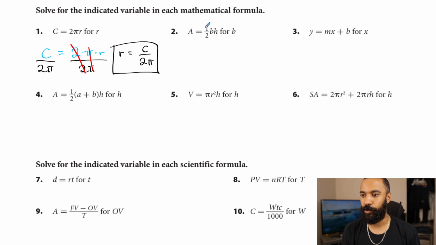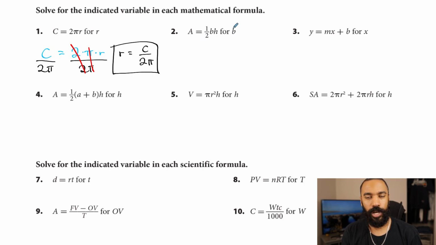Number 2, A equals 1/2 bh. Let's solve for b. This happens to be the formula that helps you find the area of a triangle. A stands for area. In this case, lowercase b and h are the base length and height length of the triangle that you're given or that you can discover. And then you take half of it and you get the area.